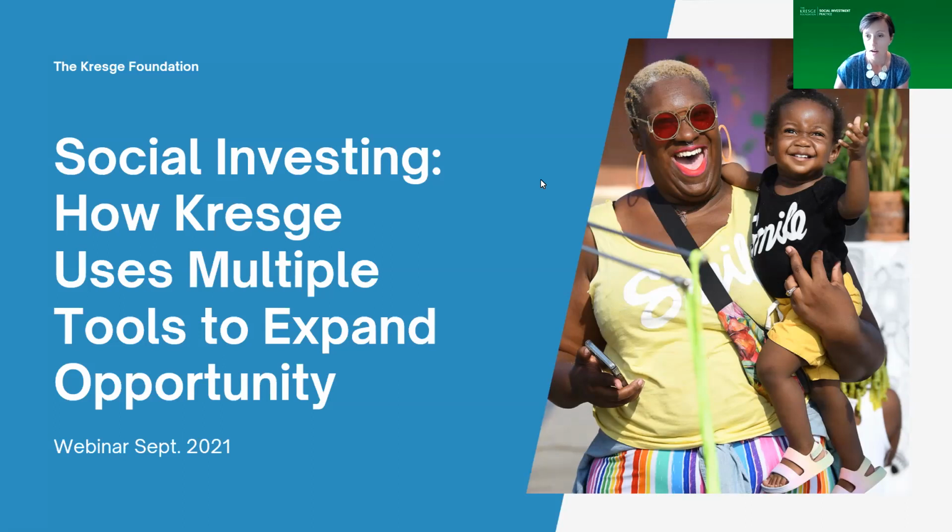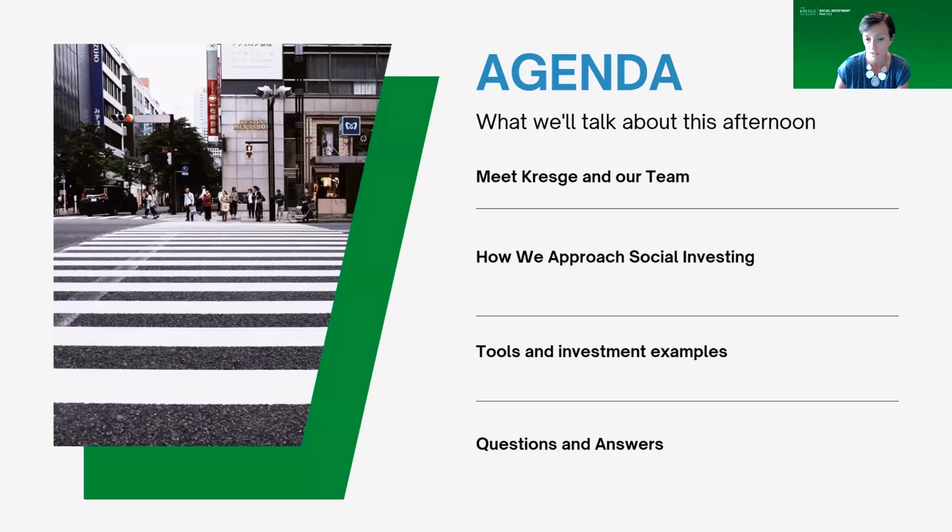All right, this is the agenda. This is what we're gonna walk through this afternoon. We're gonna do a little bit of introduction of the Kresge Foundation and then introduce our full social investment practice team. We're gonna talk through how we at Kresge approach social investing, and we're going to explain the different social investing tools and give a few investment examples of how we've put those tools to use. And then, like I said, we're going to definitely save time for questions. So please, be thinking of those, and you can drop them into the funnel at any time.